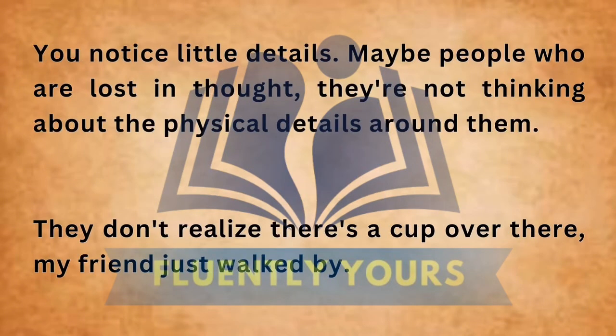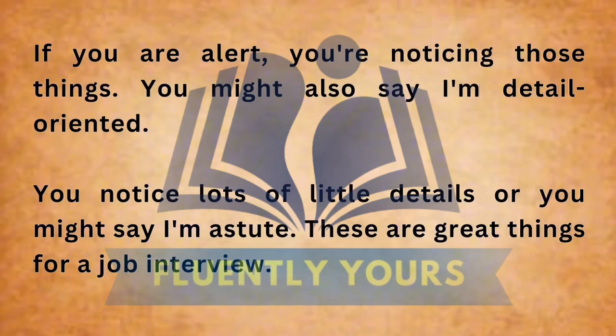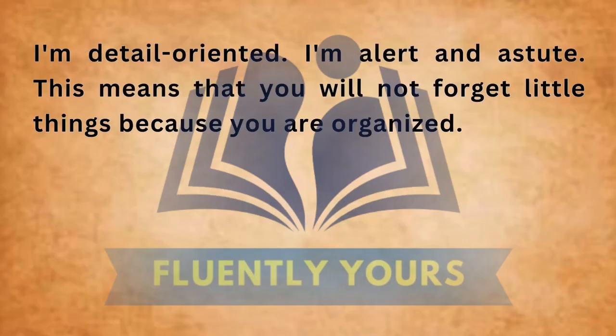You notice little details. Maybe people who are lost in thought, they're not thinking about the physical details around them. They don't realize there's a cup over there, my friend just walked by. If you are alert, you're noticing those things. You might also say, I'm detail-oriented. You notice lots of little details, or you might say, I'm astute. These are great things for a job interview. I'm detail-oriented. I'm alert and astute.